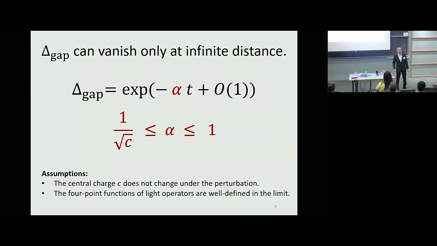The other is that in order to prove such a theorem, we need to know a little bit about what happens at the infinite distance. So we assume that the four-point correlation function of a light operator, whose conformal dimension becomes light, is going to be well-defined in the limit, doesn't diverge or anything.